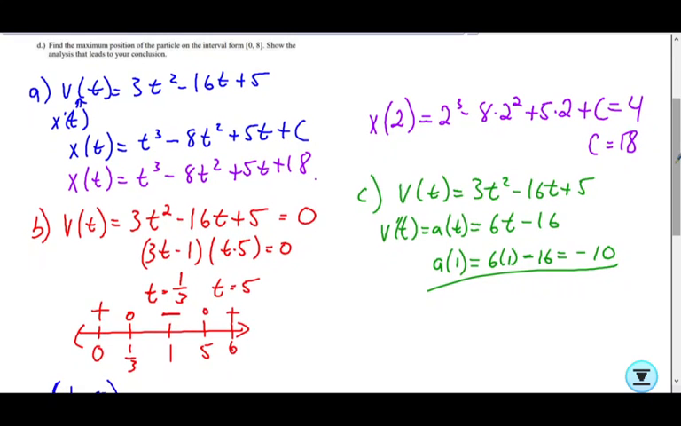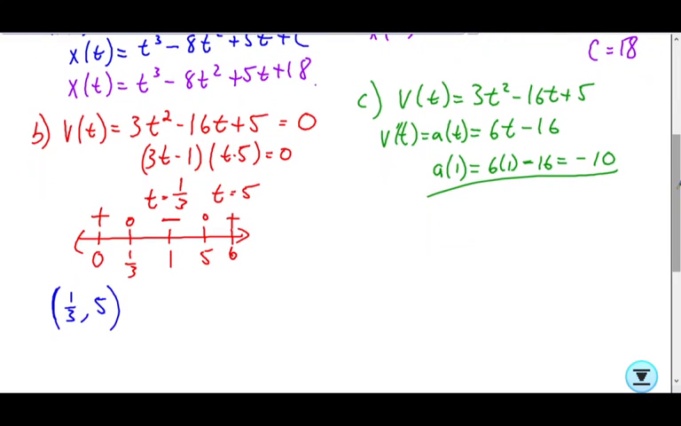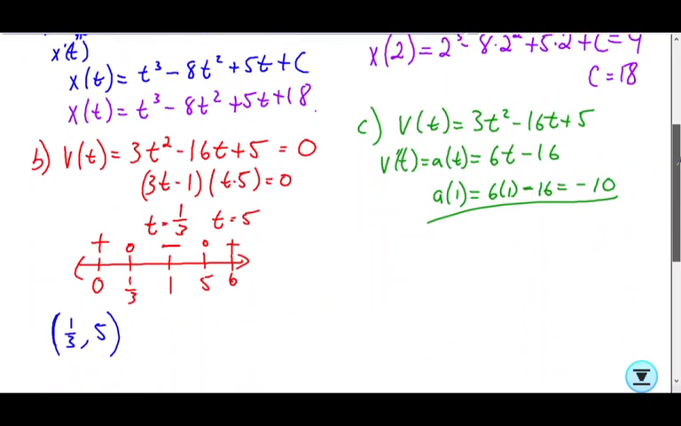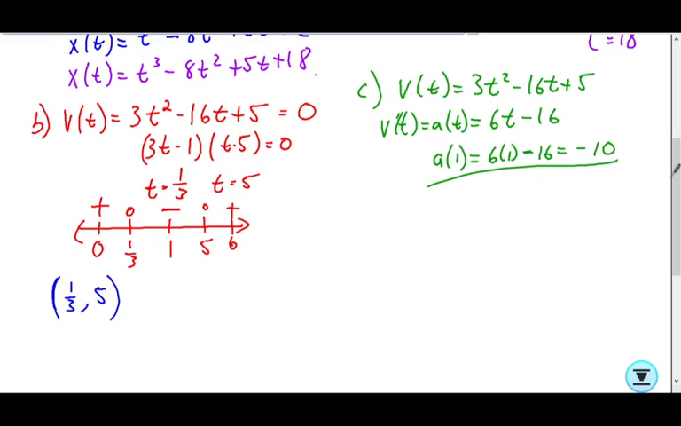Now, find the maximum position of the particle on the interval from 0 to 8. Show the analysis that leads to your conclusion. So I'm actually going to use my velocity. I'm going to use part B because we've already done most of the work. If it's asking us to find maximum or minimum values of the position, the maximums and minimums of position are the zeros of my velocity. To find maximums and minimums, you take the derivative, set it equal to 0, and those are your critical points, and then you do your first derivative test.